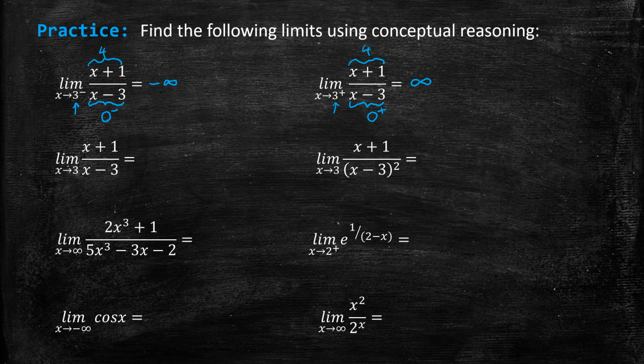Now, because these limits don't match, the limit as x approaches 3, not from the left or the right, but overall, doesn't exist. Can't describe the end behavior there.